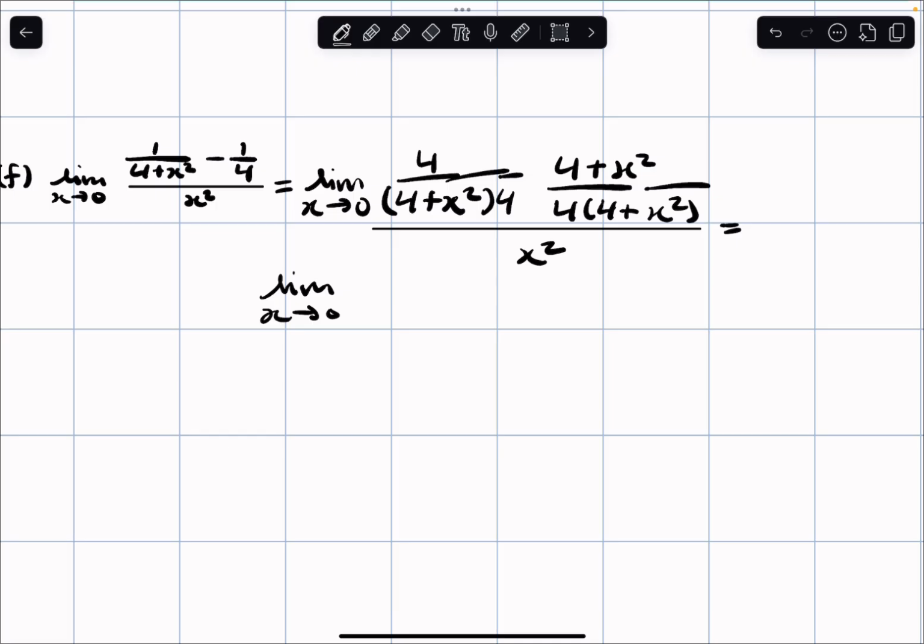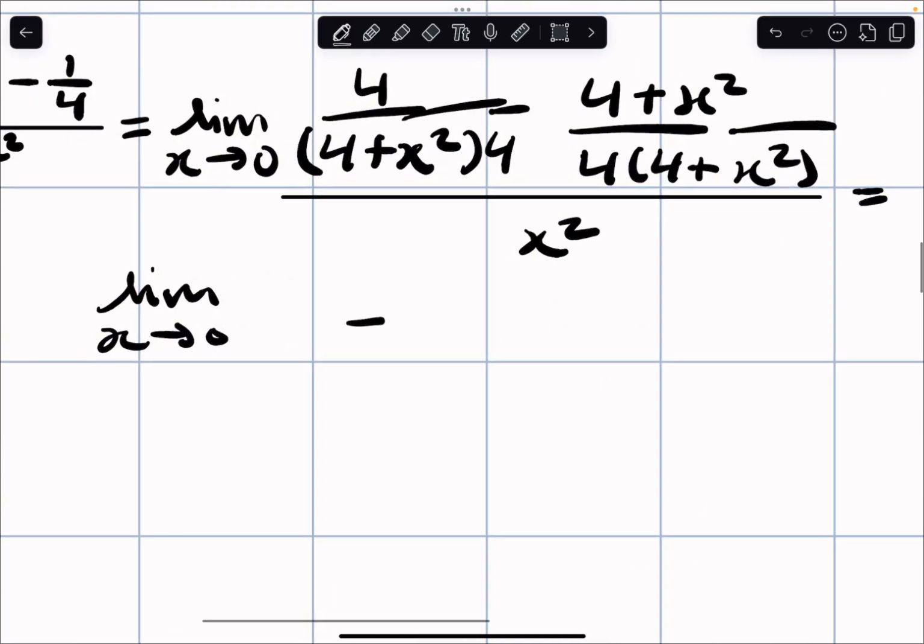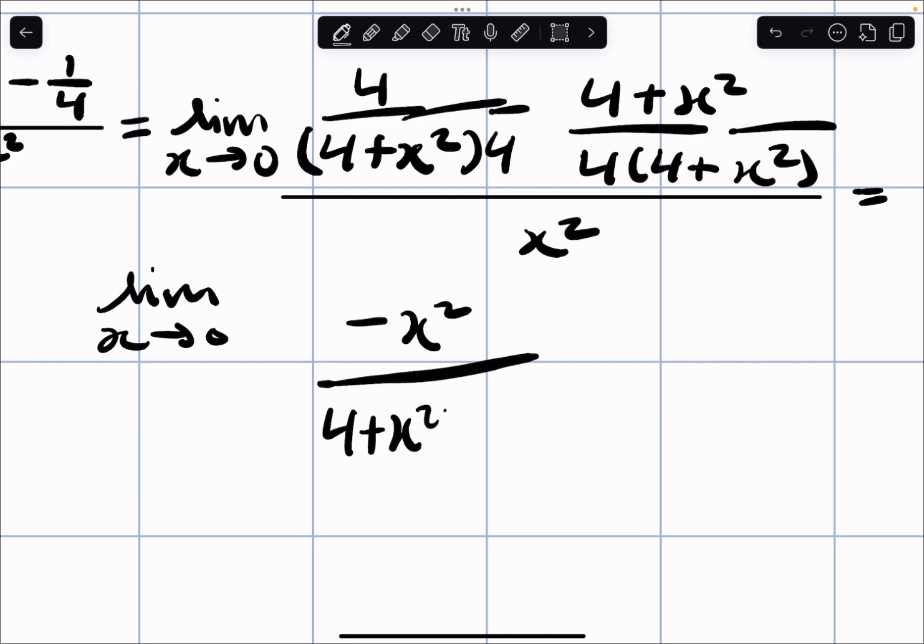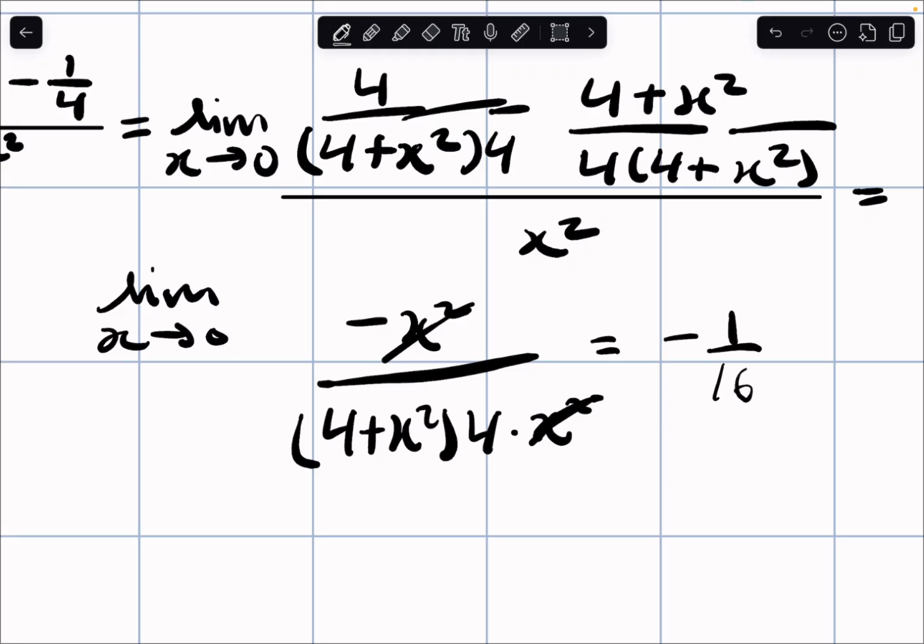Then 4 minus 4 minus x squared is just negative x squared over 4 times 4 plus x squared. Then x squared will go on the bottom. And these x squareds will cancel out. And then when you plug in 0 for x, you get 4 times 4 plus 0 squared, which is 4. 4 times 4 is 16, which gets you negative 1/16.